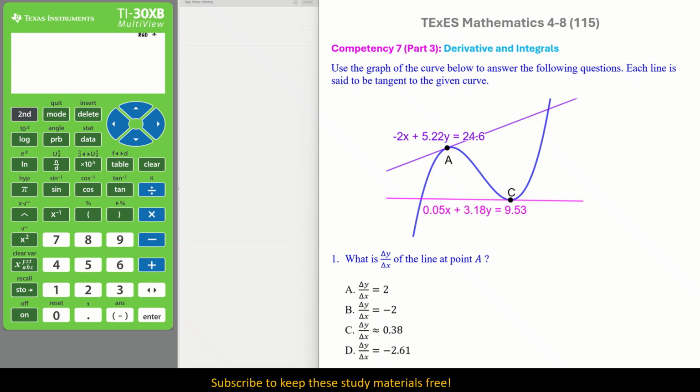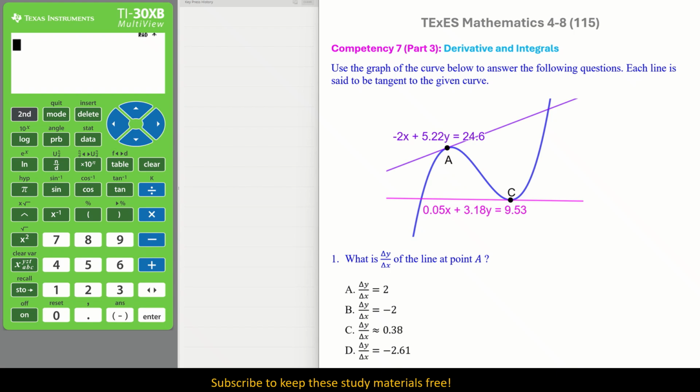So before we begin, it says use the graph of the curve below to answer the following questions. Each line is said to be tangent to the given curve. Now, in the intro of this video, you saw where it said the change of a line at a point. That's what we're being asked about. Well, the fact that they said it's tangent is telling me that this is an instantaneous rate of change, which is very much a calculus element.